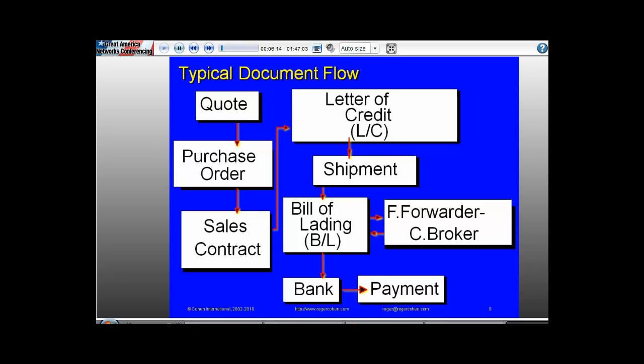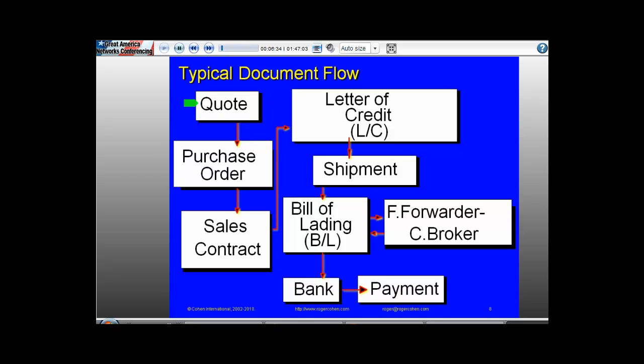transaction works. I changed the title of this slide to typical document flow, but it's also a schematic of how all of the money and contracts work in an international trade transaction. We start off here with a price quotation.